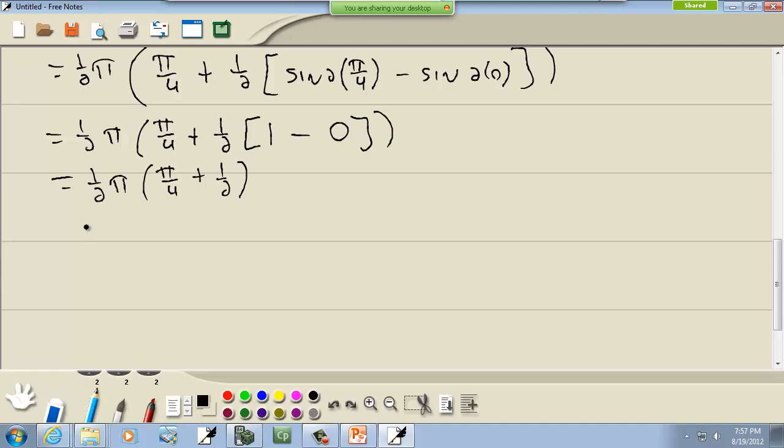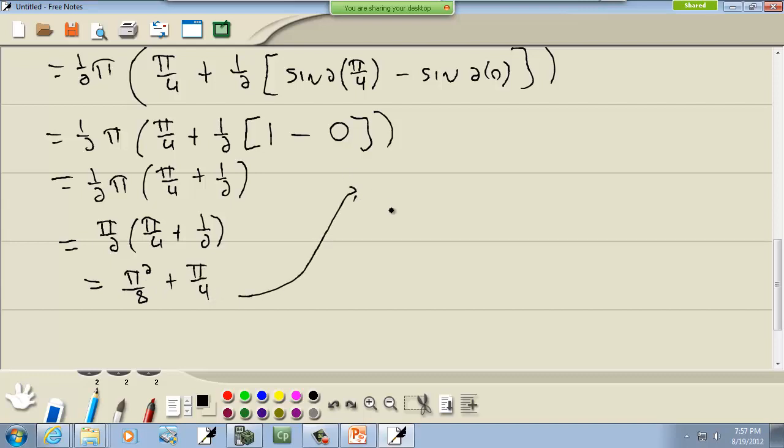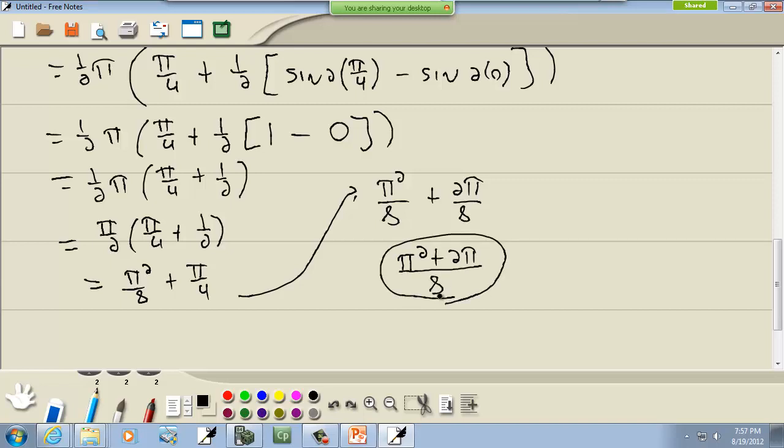I'll go ahead and multiply this through. This is pi over 2 times pi over 4 plus 1/2. That gives us pi squared over 8 plus pi over 4. Let's get a common denominator, which would be 8. So we've got pi squared over 8 plus, multiply top and bottom by 2, 2 pi over 8, which gives us pi squared plus 2 pi over 8 is our answer. And assuming I didn't make a math error in some of this, we're all done.